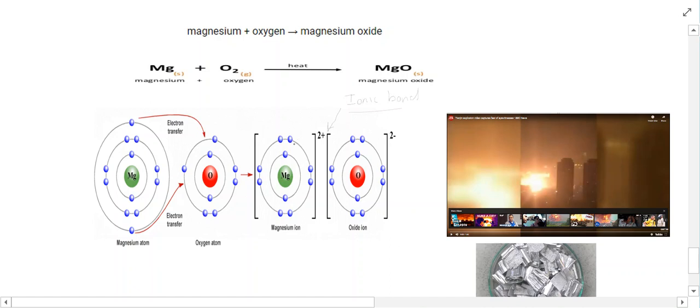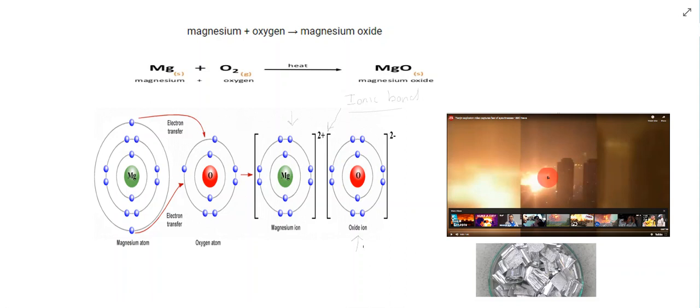So essentially what happens is, the movement of electrons creates a positively charged ion in the case of magnesium, and a negatively charged ion in the case of oxygen. And the 2 of these join together, and they form magnesium oxide. And again, as I was saying, it's a very, very violent chemical reaction. So I'm going to show you a video here.